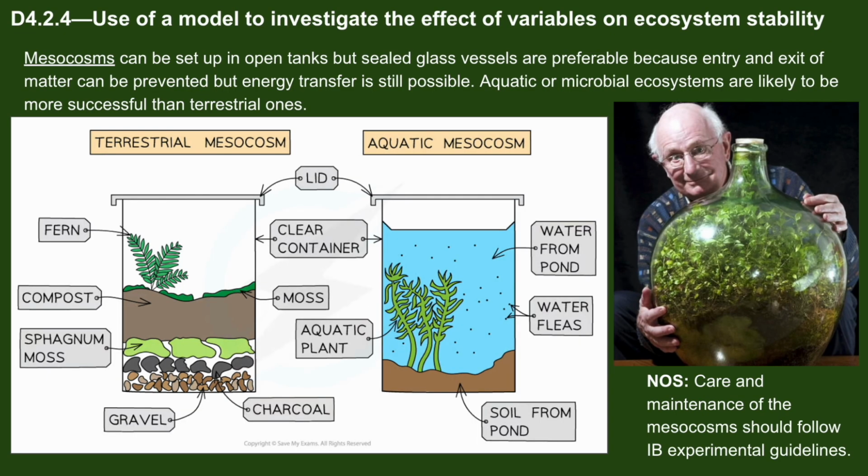Mesocosms can be set up in open tanks, but sealed glass vessels are preferable. Entry and exit of matter can be prevented, but energy transfer is still possible. So energy in the form of sunlight can still enter, but nutrients can cycle within this sealed mesocosm.